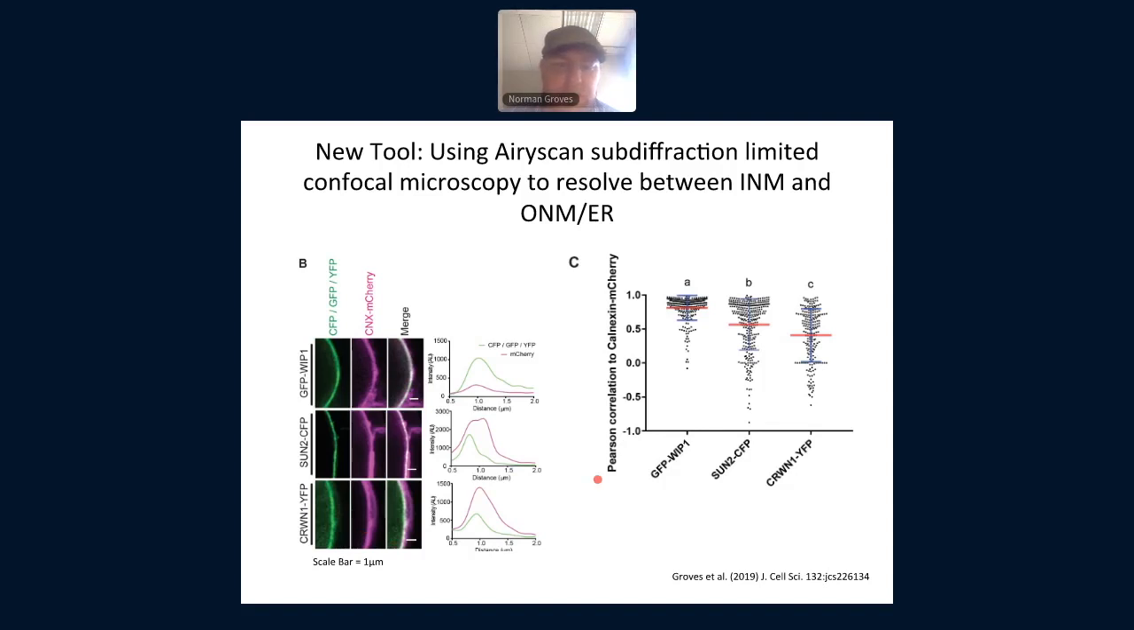So along with Joseph McKenna, we quantified this data, and to do that, we did line scans through the nucleus, and then we measured the relative correlation coefficient of the fluorescent signals. WIP1, SUN2, and CROWN1 each form their own statistical groups. WIP1 is the most correlated with our ER marker calnexin, SUN2 less so, and CROWN1 even less so, showing that we can effectively bin these different cellular compartments based on this correlation coefficient.